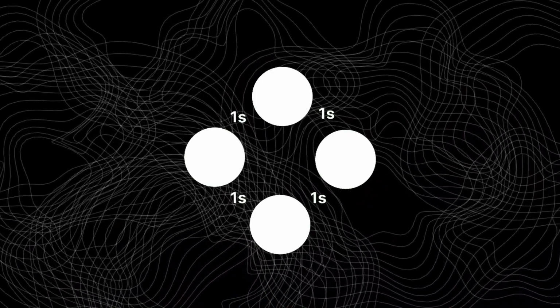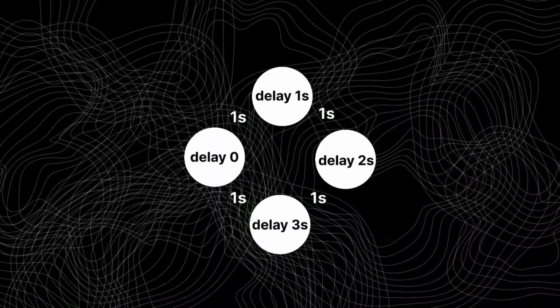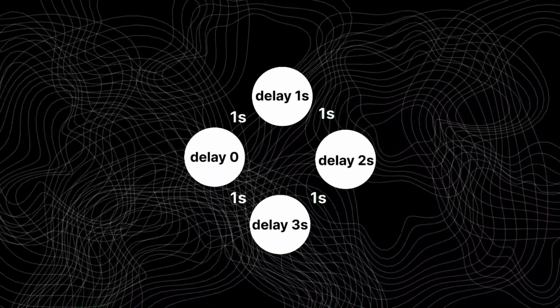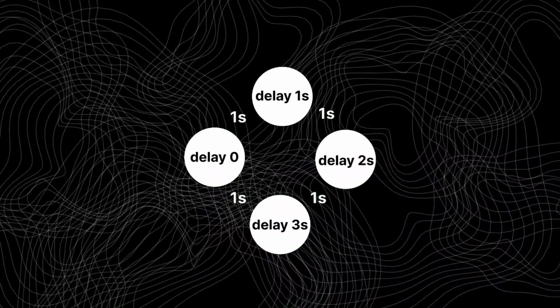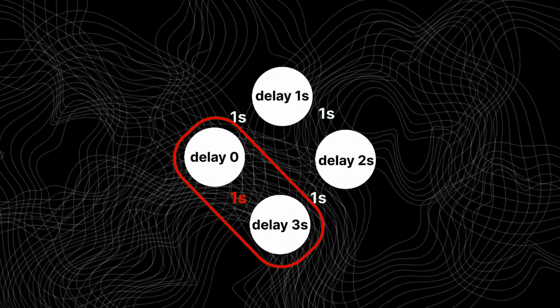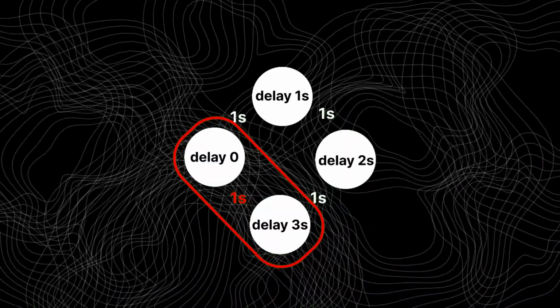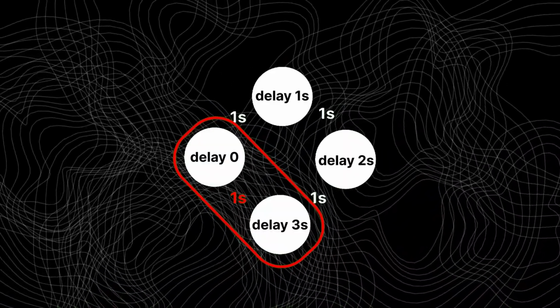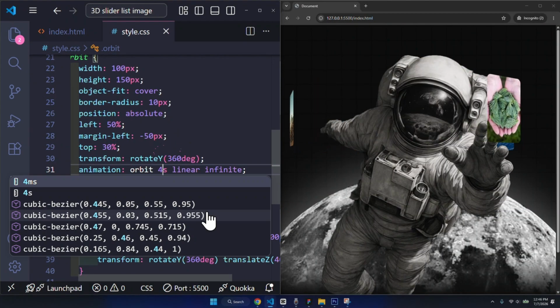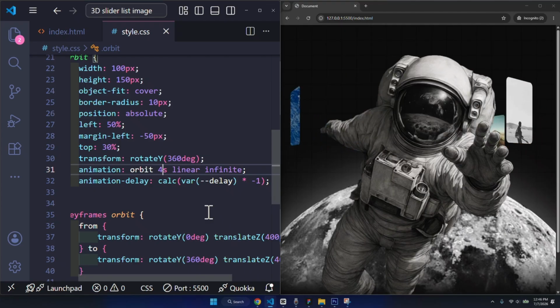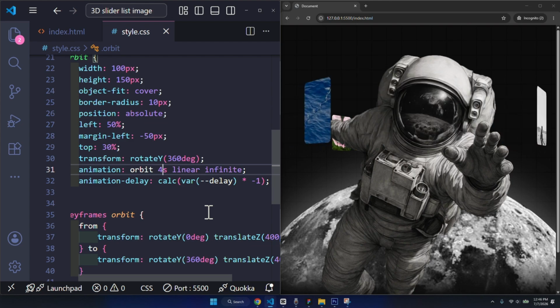So by replacing the value with -- delay, we have the last element starting to move after 3 seconds. Therefore, the first item at this point will have a time of 4 seconds because it's 1 second behind the last item, and that's also the time it takes for the animation to complete one circle. Of course, we can't directly write the animation time in CSS.